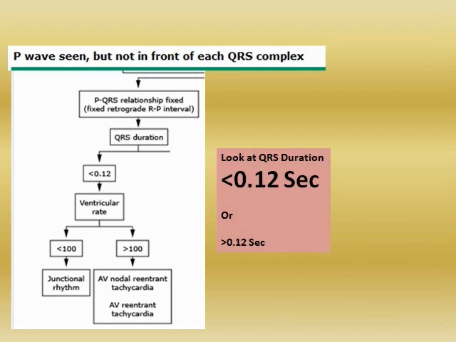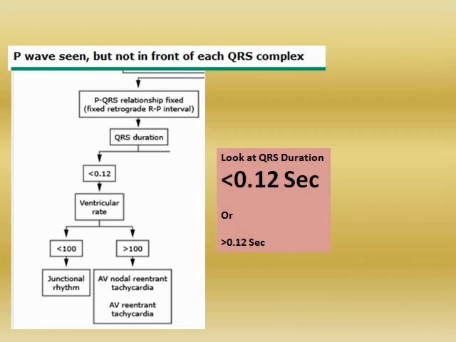The first part is P wave seen but not in front of each QRS. Then we look for the PQRS relationship, a fixed retrograde RP interval. Then we look for the QRS interval, whether it is less than 0.12 second or more than 0.12 second, that is the next step. The QRS is less than 0.12.